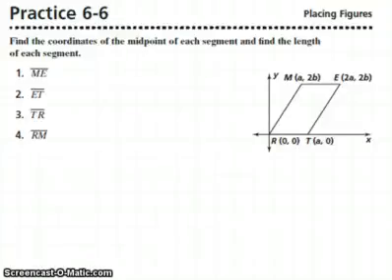Hello Geometry. It should be Friday that you're watching this. We are going to look at lesson 6.6, where we have figures in the coordinate plane.